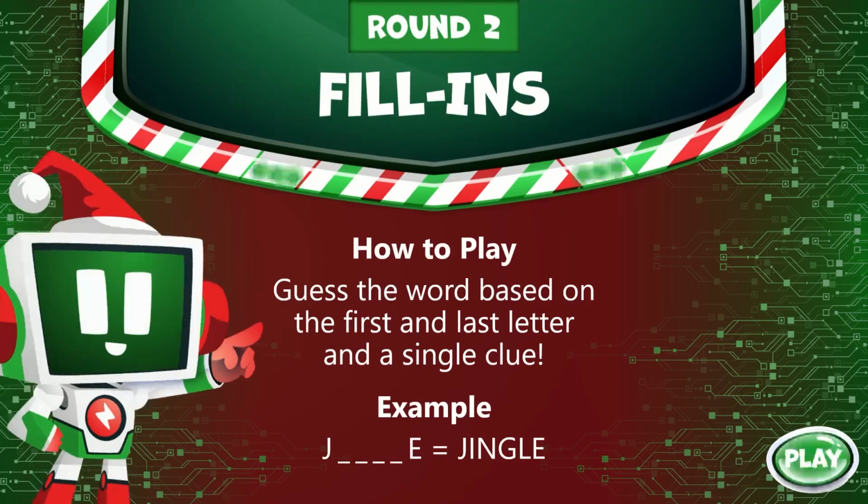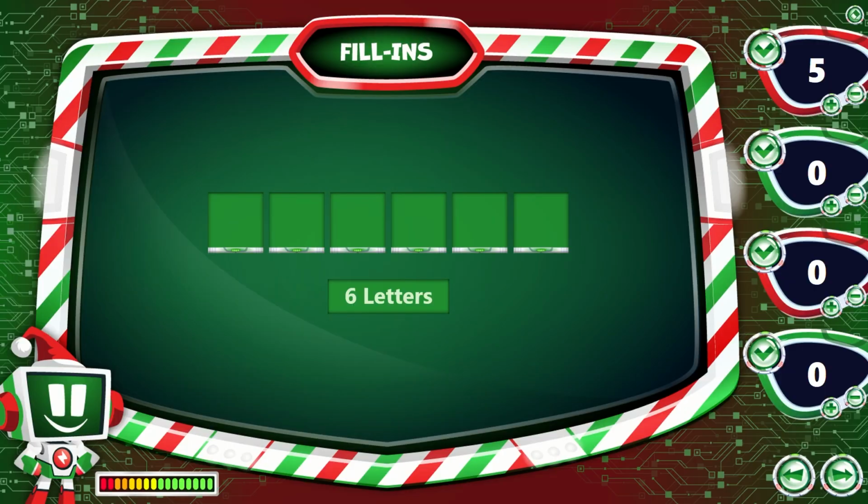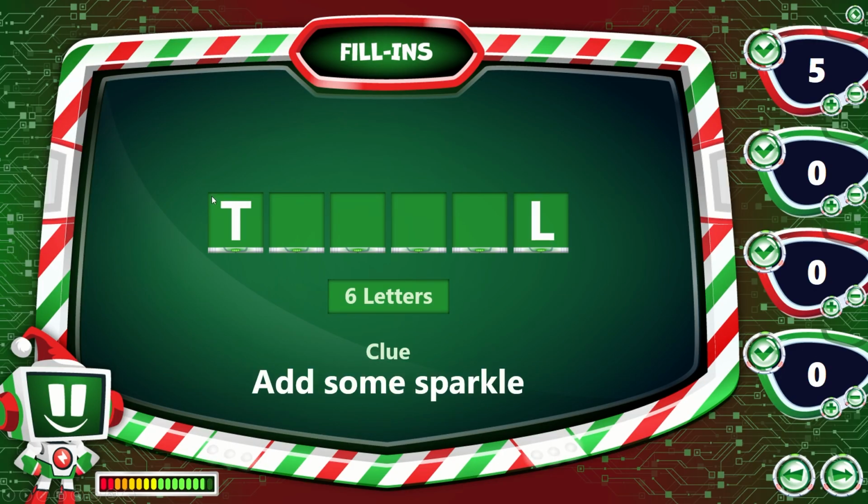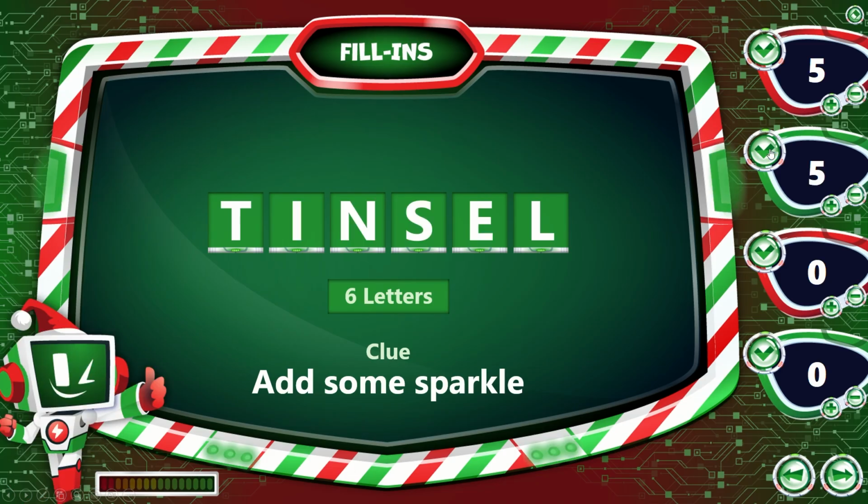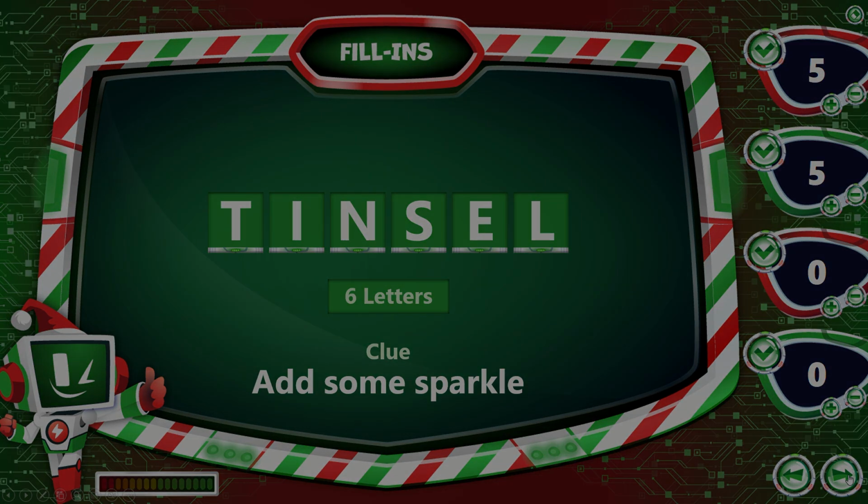In round 2, players will be given the first and last letter along with a single clue. The letters and clue will automatically appear and then the timer will start immediately after. You as the host will click the correct button for the current player to add 5 points to their score if they get the answer right, and then use the right arrow to go to the next question.